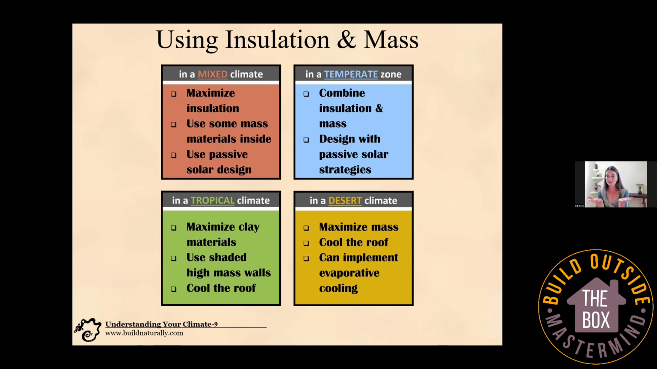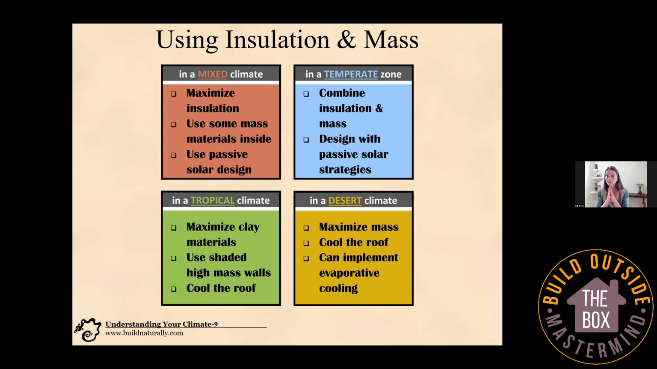So if you're in a mixed climate, you have 4 seasons. There's times you want to be warm. There's times you want to be cool. Then you want to maximize the insulation around you and then use thermal mass inside that insulation and use passive solar design. So using free energy from the sun to warm that mass inside the insulated bubble.